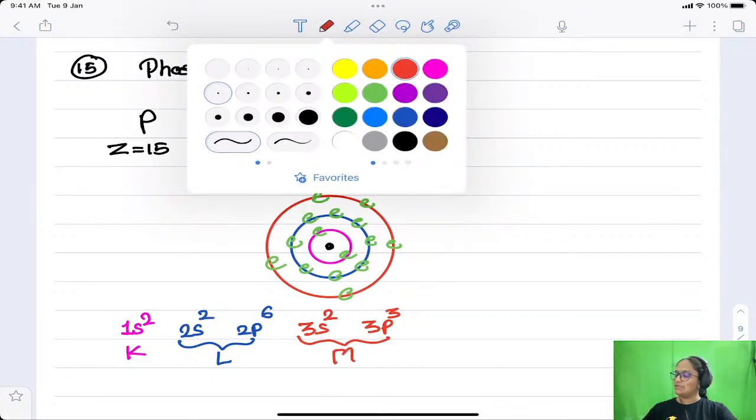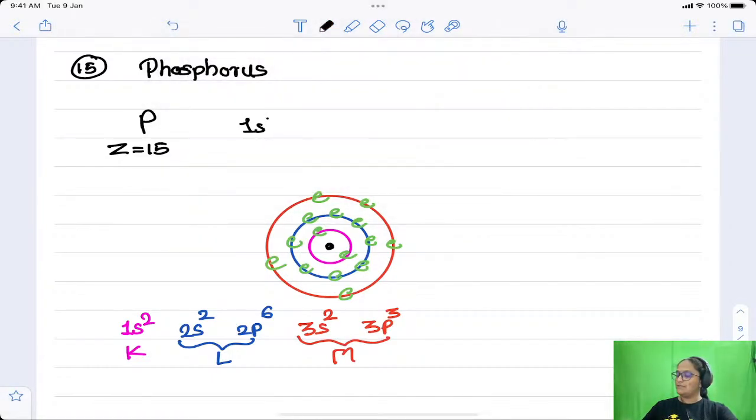Therefore electron configuration will be 1s2, 2s2, 2p6, 3s2 and 3p3.